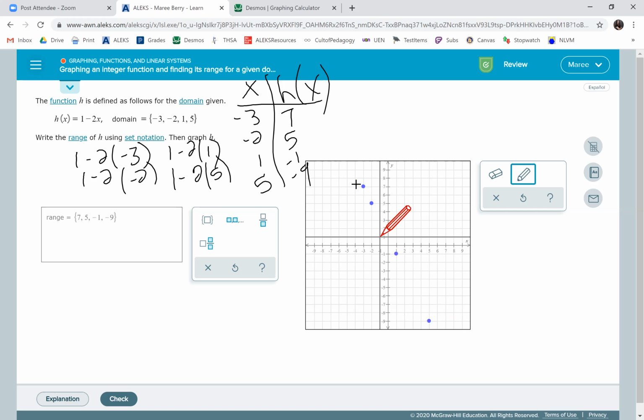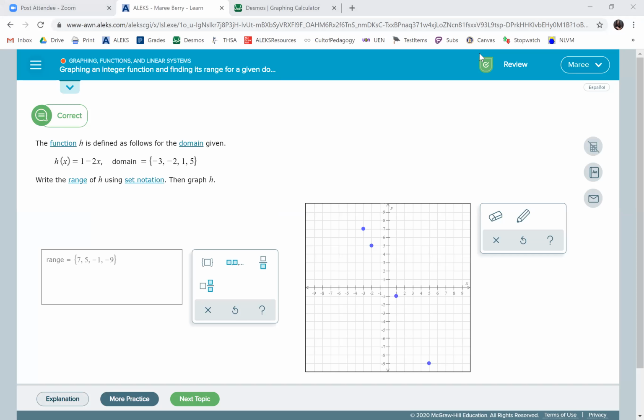And I notice that they're kind of all in a straight line, so I feel very comfortable about this, and I'll just click check. And that's the end of the lesson. I hope that this helps with graphing these integer functions.